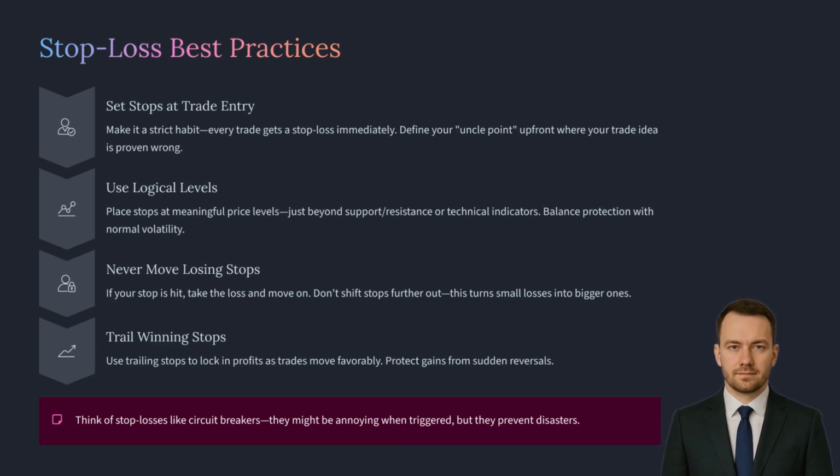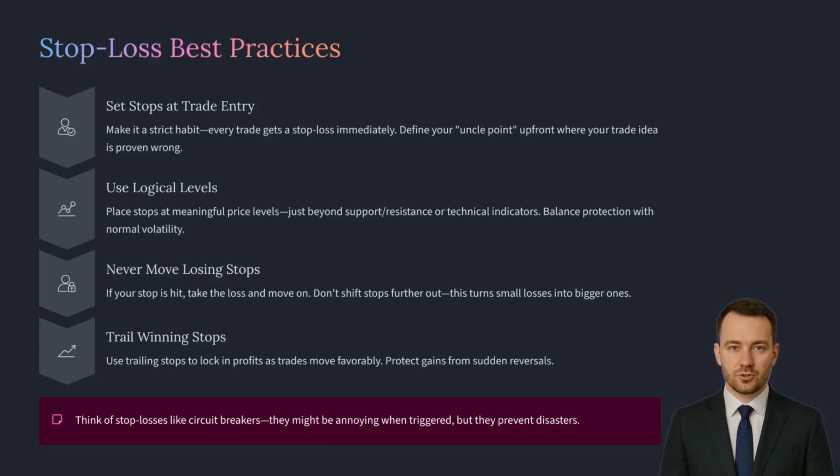Place stops at logical levels. A good stop loss is not arbitrary. It's placed at a price level that, if reached, indicates your trade setup failed. This could be just beyond a support/resistance level, technical indicator point, or a percentage of account. Avoid ridiculously tight stops that get hit by normal volatility, but also avoid stops so wide that you're risking too much. Find a balance and adjust your position size accordingly.